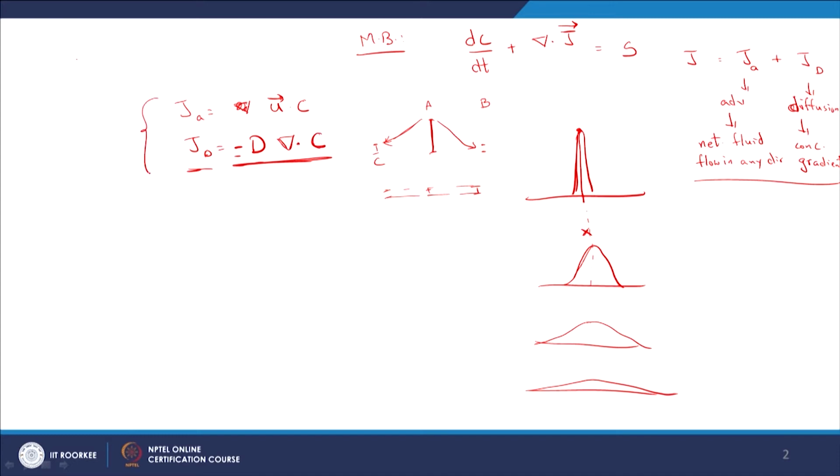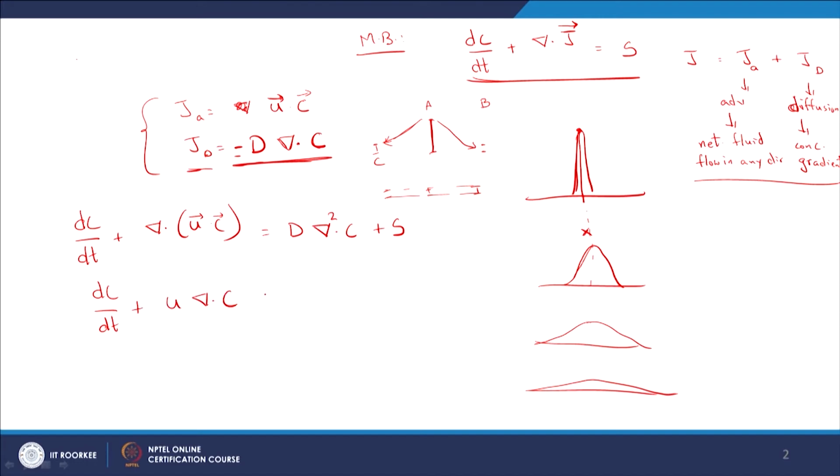So once we plug these values back into our main mass balance equation, what do we end up having? dC by dt plus the del product of C, where C is also a gradient here, is equal to D del square C plus sources and sinks. And if I assume that the velocity is constant, dC by dt plus u del dot C is equal to D del square C plus sources or sinks, right? And this is what we discussed.